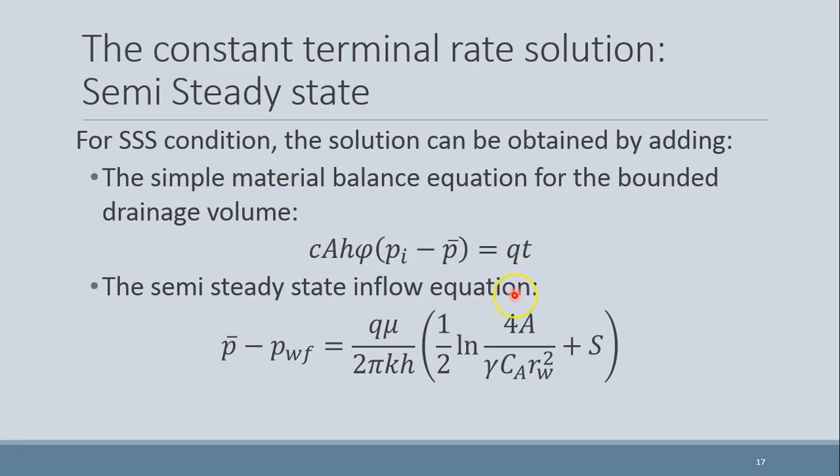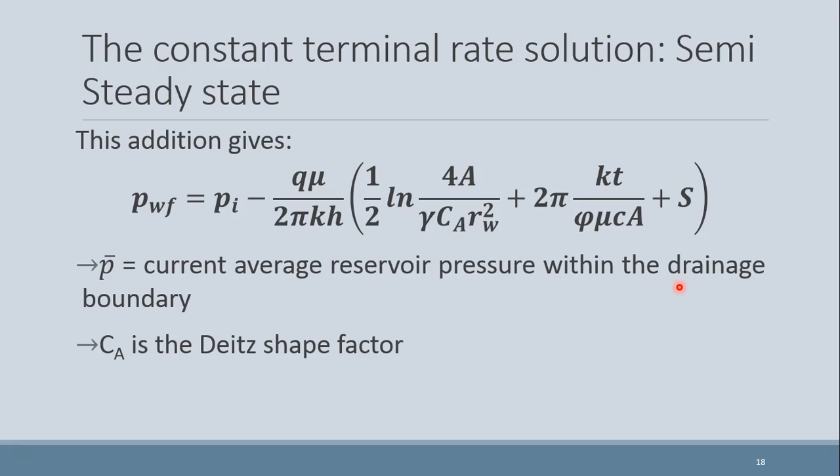And then the semi-steady state flow equation would be P bar minus Pwf is equal to Q by 2 pi kh times half ln 4A by gamma C_A rw square plus S. We derived this equation in the earlier discussion. This is the generalized equation for a boundary of any shape and for any well location with respect to the boundary. So this addition will give us Pwf equal to Pi minus Q by 2 pi kh times 1 by 2 ln 4A by gamma C_A rw square plus 2 pi kt by phi mu c A, plus S.